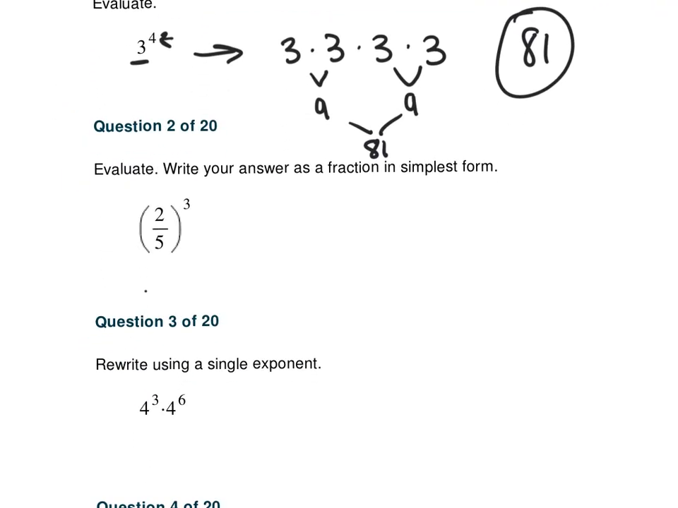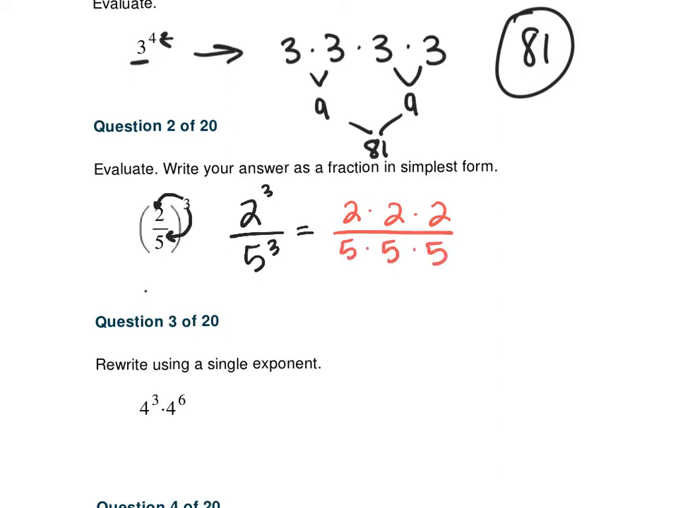Question 2 is asking us to evaluate, we're doing the same thing, and to write our answer as a fraction in simplest form. So we have 2/5 to the 3rd power. So what I need to do is give 2 an exponent of 3 and 5 an exponent of 3. So 2 to the 3rd power over 5 to the 3rd power, which then if we continue to simplify this is 2 times 2 times 2 over 5 times 5 times 5.